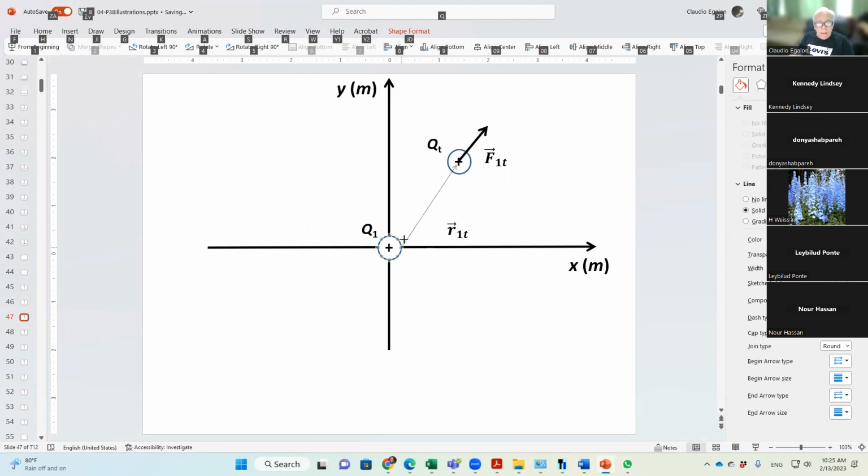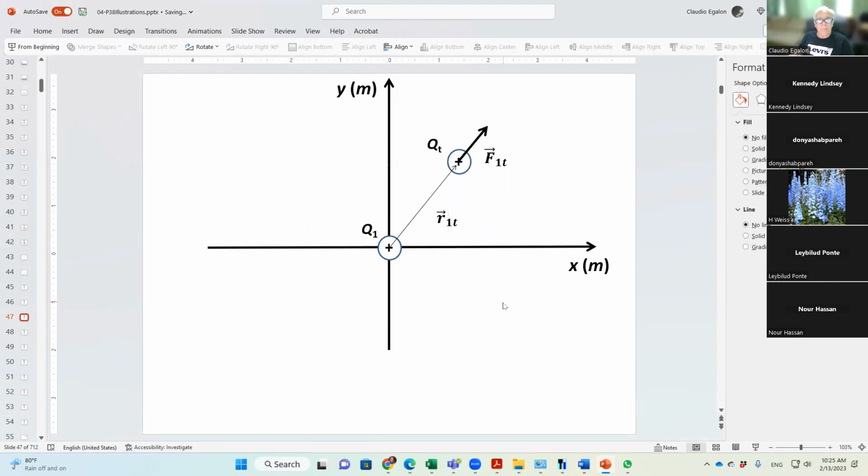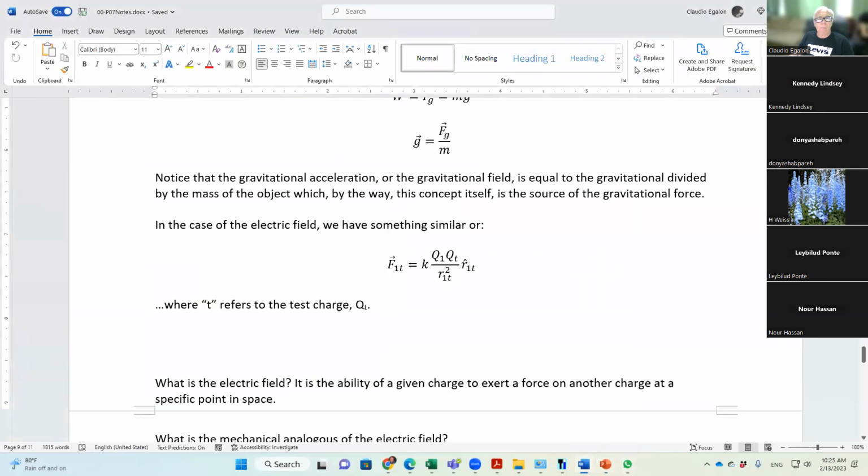Oh, yeah. What happened here? Let's see if I can get it now. Good. Okay. So going back to my drawing here. Here you go.